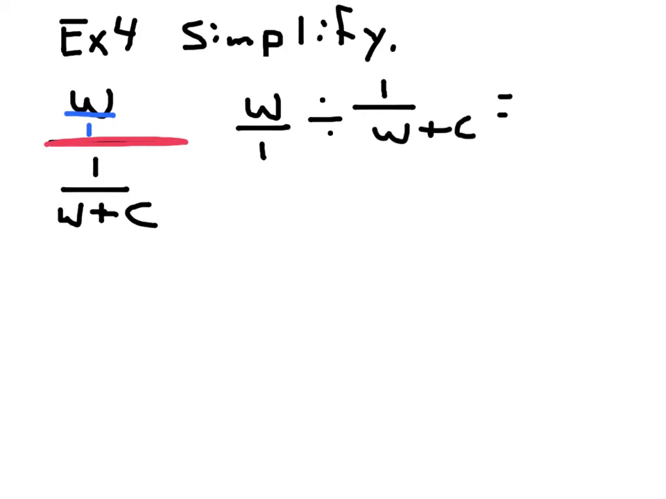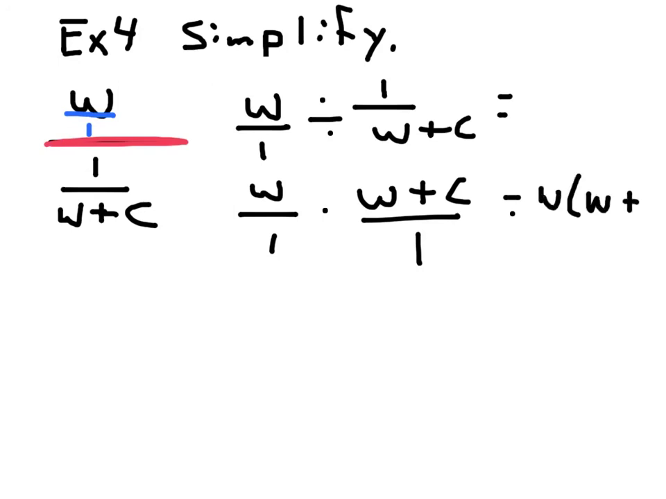All right, now change it to multiplication. w over 1 times, flip them, w plus c is now on the top over 1. Now, nothing to cross cancel, so I multiply. So what's my answer? Well, it's whatever w times w plus c is. And notice I have the w plus c in parentheses because it's a couple, so I distribute and I get w squared plus wc.